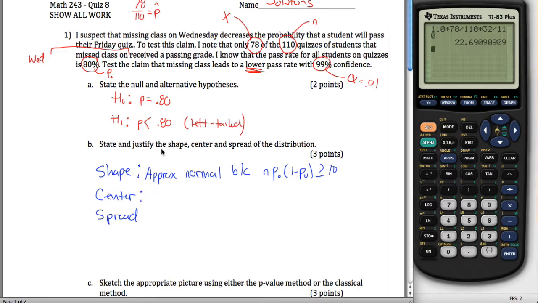Center, I'd like to use P. I don't know P, but I start out by assuming that P equals P naught. So for my center, I'll have 0.80. And for my spread, I'll do the square root of P naught times 1 minus P naught divided by N, which is the square root of 0.8 times 0.2 divided by 110. Some number, whatever that's equal to.